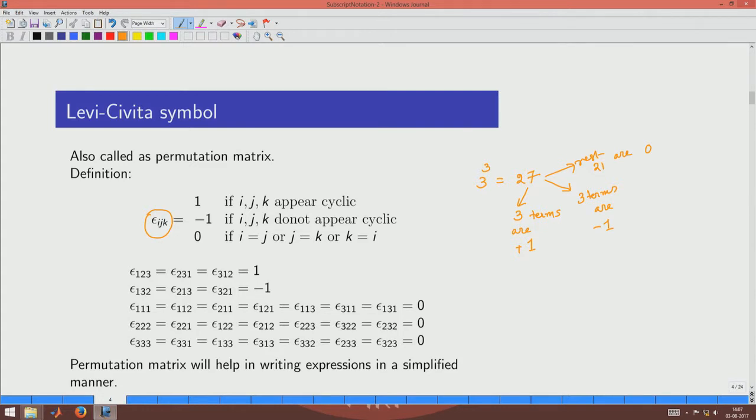So, individually all the elements have been listed in these relationships here, and we can see that there is a special property of epsilon, which is why it is of course called the permutation matrix.